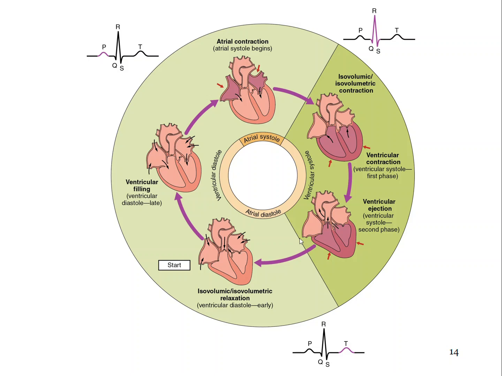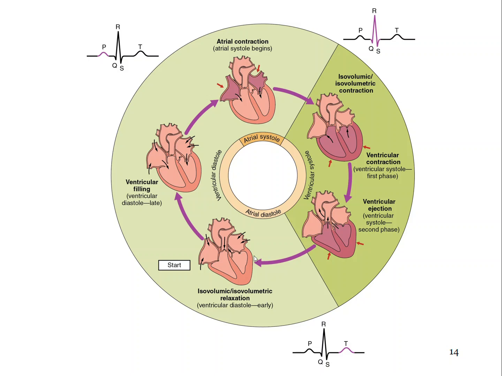So remember this cycle carefully: what happened during diastole and what happened during systole. During systole, we have contraction with no change in the volume, which we call isovolumic or isometric contraction, and then pumping out the blood, which we call ventricular ejection. Ventricular ejection has two phases, rapid ejection and slow ejection.